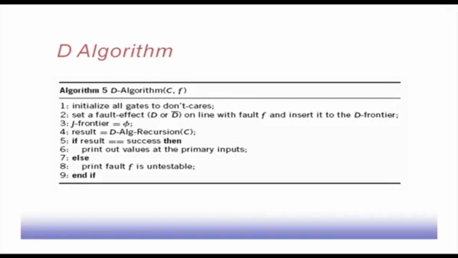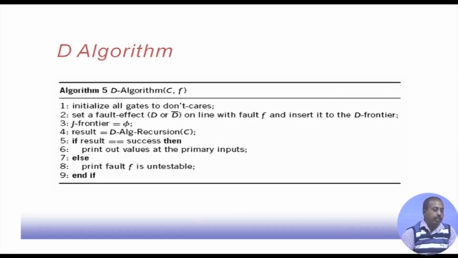The D algorithm is like this: initialize all gates to don't cares, set a fault effect D or D bar on the line with fault F, and insert it into the D frontier. So, the line at which we are trying to test the fault, we put that line in the D frontier. Maybe D or D bar, any value can be put. The J frontier is initially null, then it will recursively call this routine.